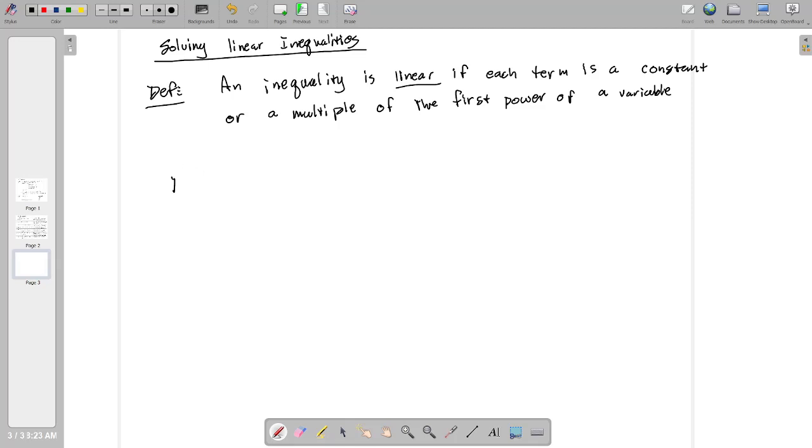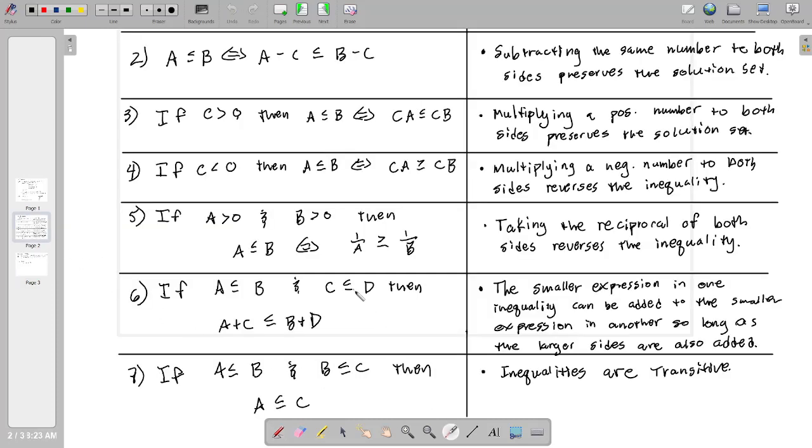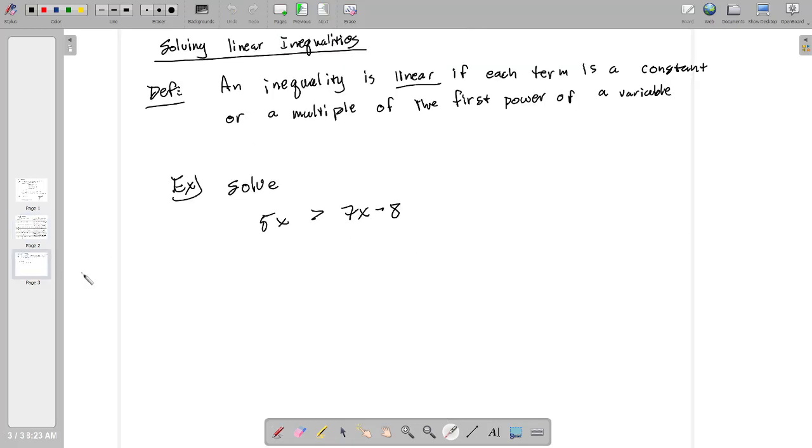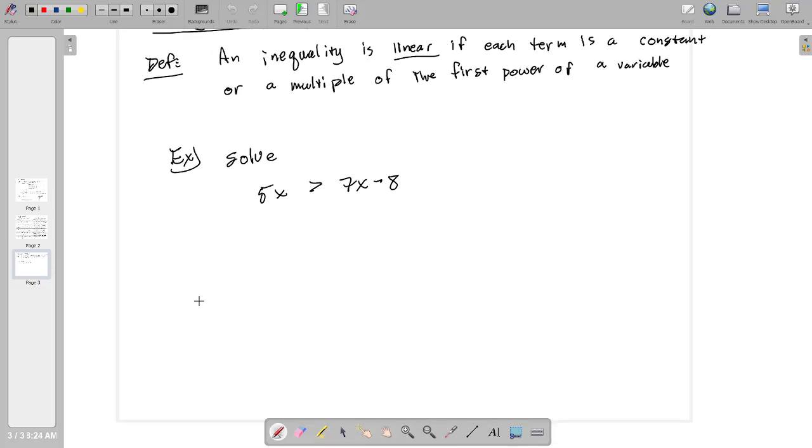Let's do an example of these. So let's solve this inequality. Say we have 5x is greater than 7x minus 8. All right. We can go back to our rules to determine what we can and cannot do, but here we can subtract something from both sides or add something to both sides. So what I'm going to do is subtract 5x from both sides to get all of my x's on one side.